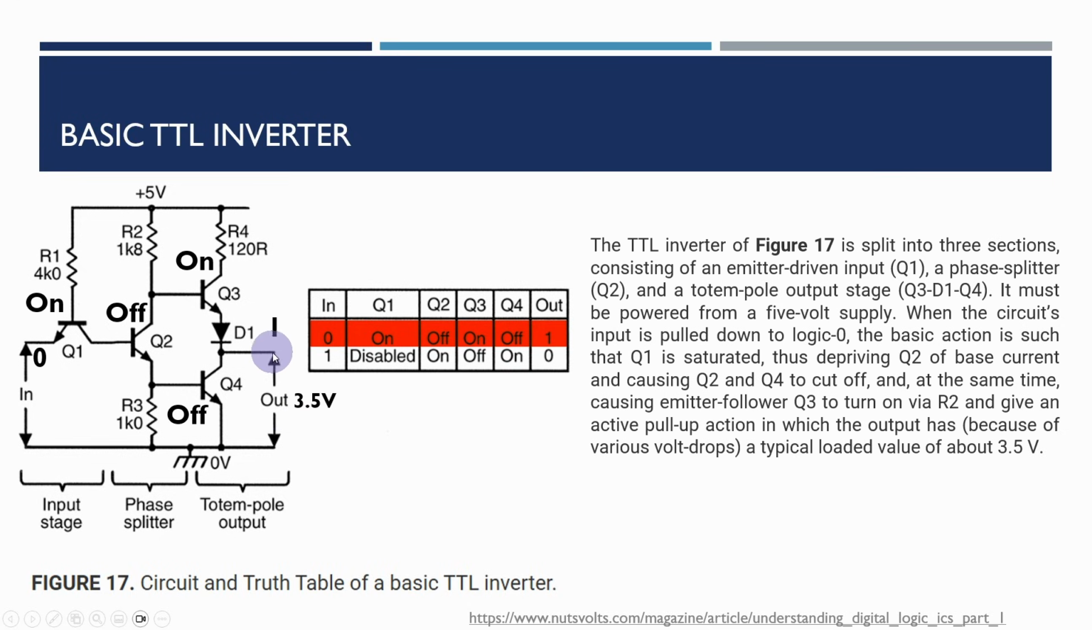And then the output here, as I said earlier, although this is running off 5 volts, a 1 or a true is not actually 5 volts. It's more likely to be closer to about 3.5 volts. And we'll come on to the voltage ranges which are valid for 1s and 0s a little bit later.